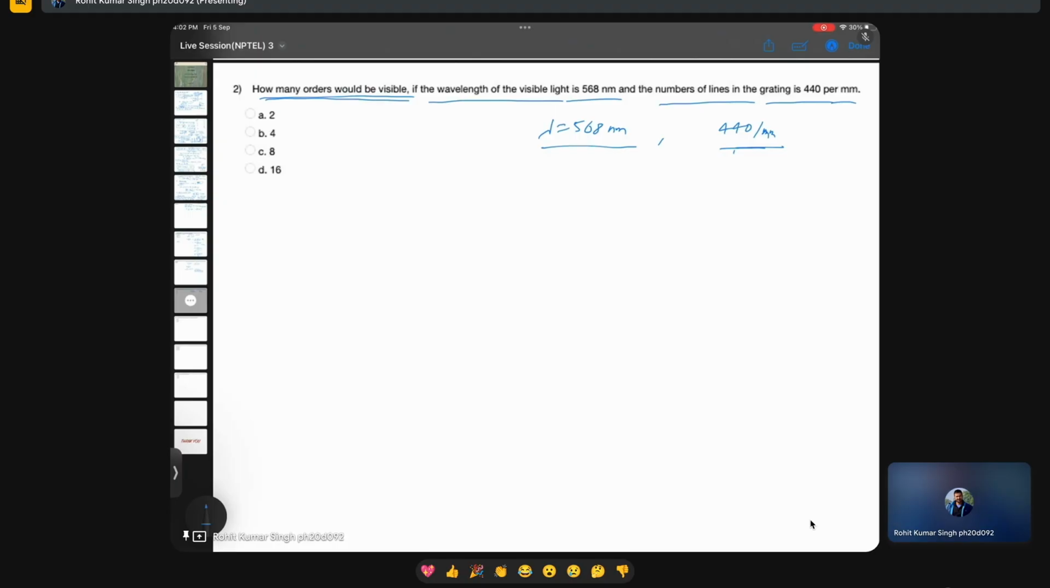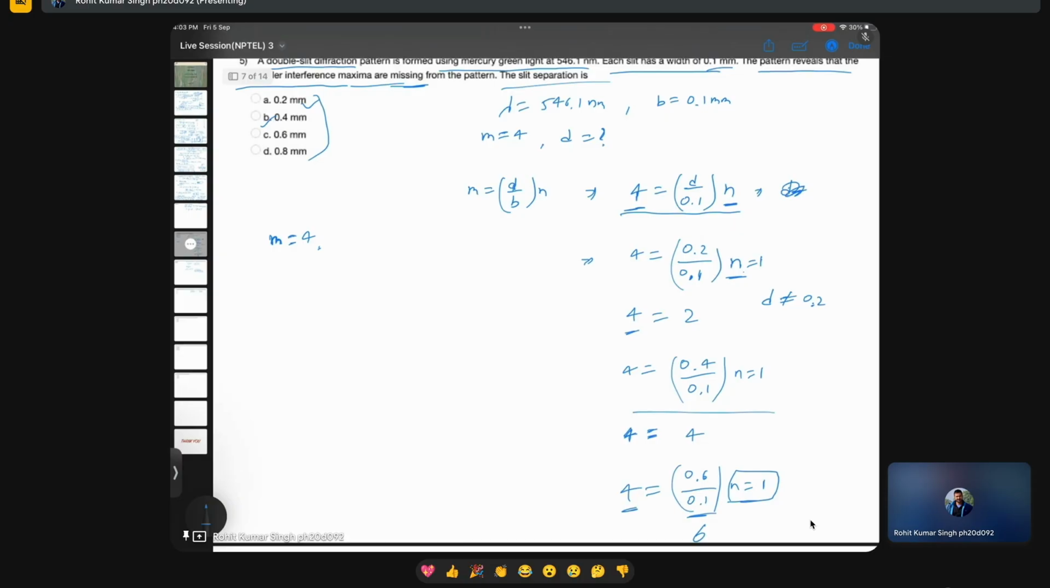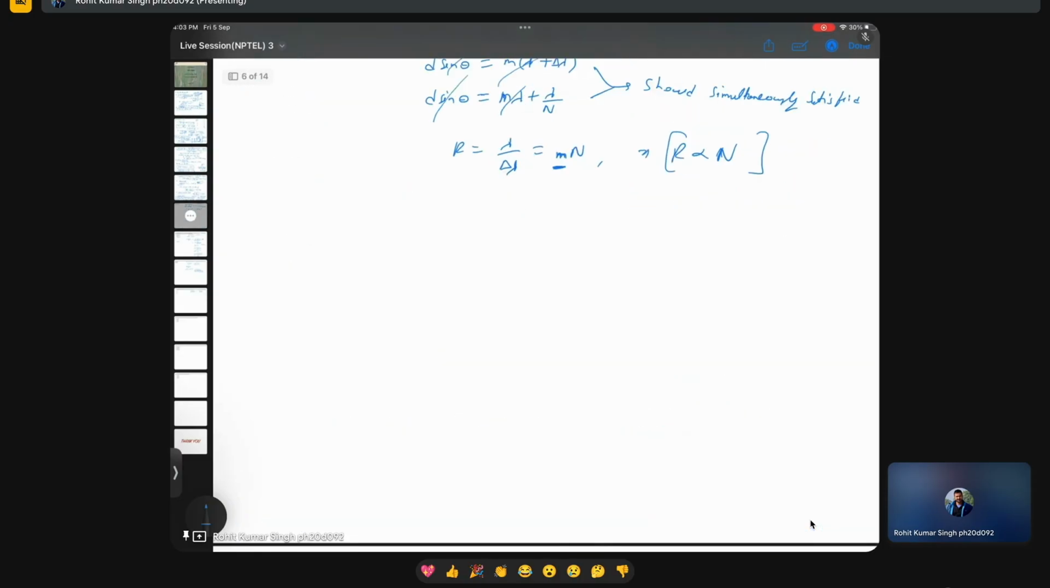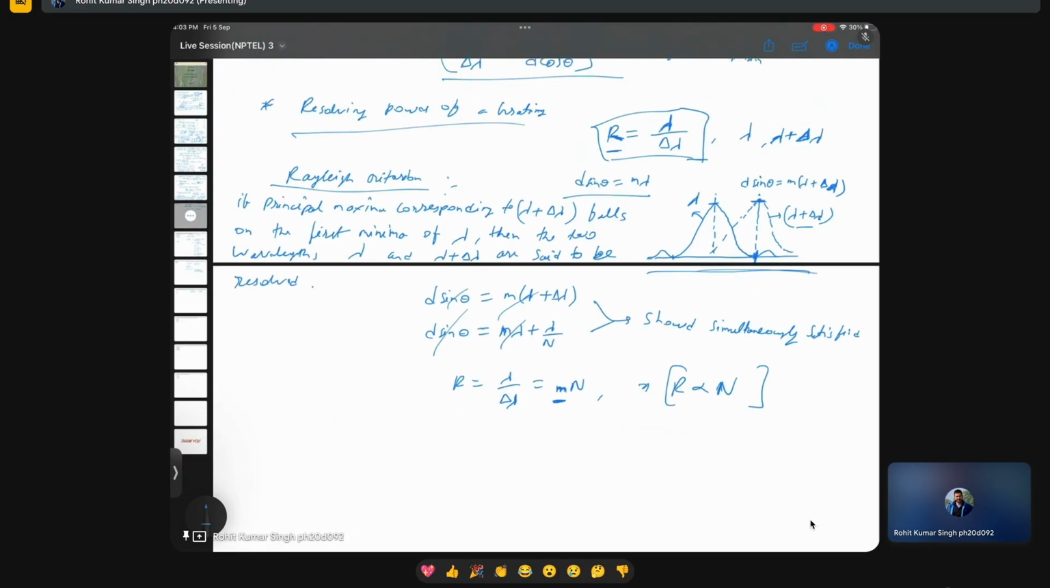Sir, I have a doubt. Yeah. You said that for the two maxima to be resolved, the maxima should fall on the minima, the principal maxima. But why, if they are not that much separated, if they are closer than that, would resolution not be there? Why?